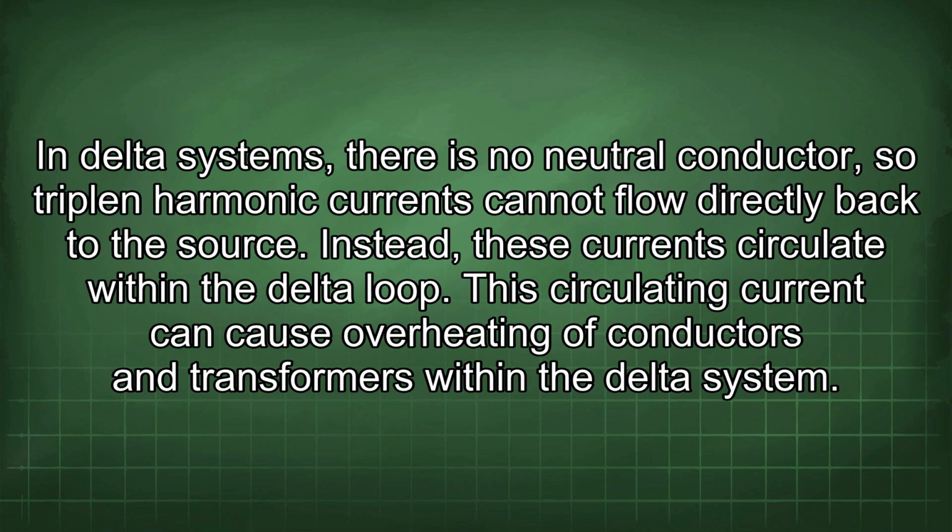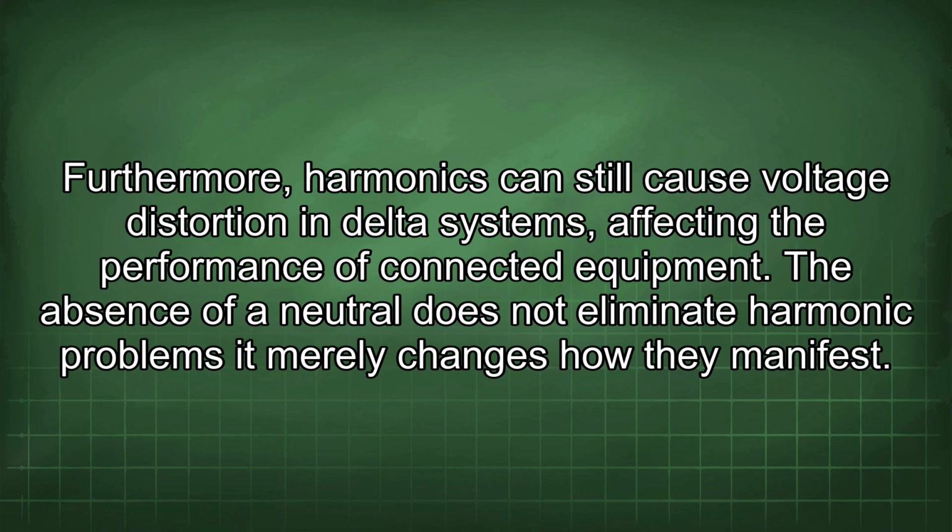In delta systems, there is no neutral conductor, so triplen harmonic currents cannot flow directly back to the source. Instead, these currents circulate within the delta loop. This circulating current can cause overheating of conductors and transformers within the delta system. Furthermore, harmonics can still cause voltage distortion in delta systems, affecting the performance of connected equipment. The absence of a neutral does not eliminate harmonic problems, it merely changes how they manifest.